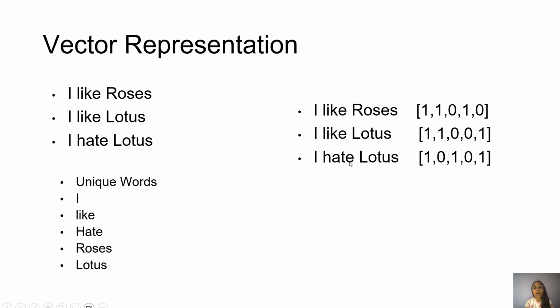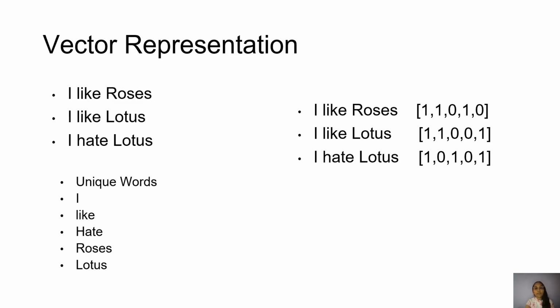And similarly, for "I hate lotus," like will be 0, because there is hate, this will be 1, and because there is no rose, this will be 0, and because there is lotus, this will be 1. That is just to give you an idea as to how to represent a 5-dimensional vector. Hope you get an understanding of what a vector means now.